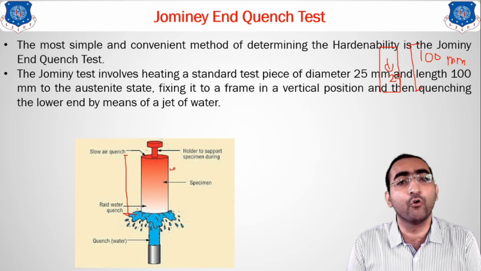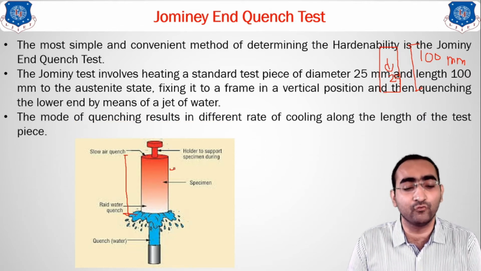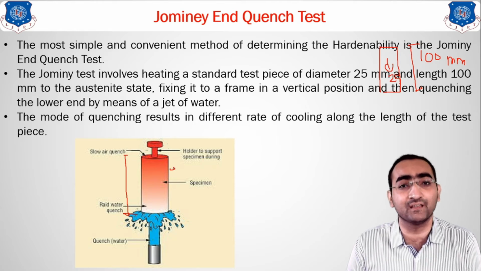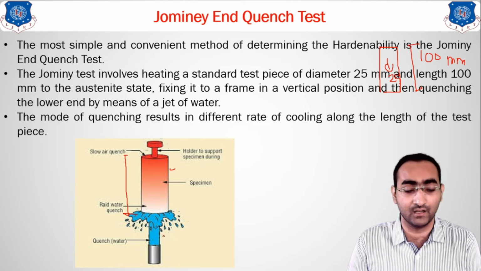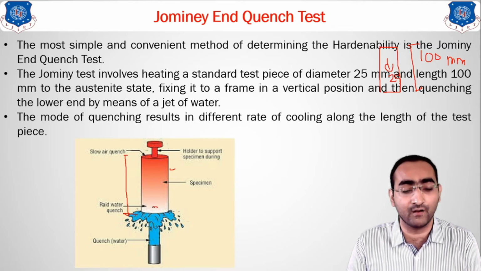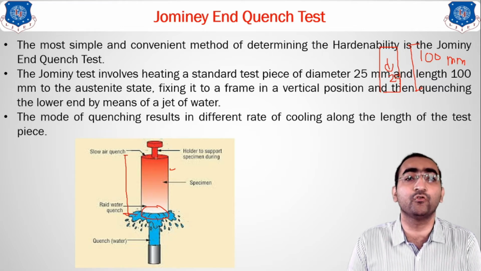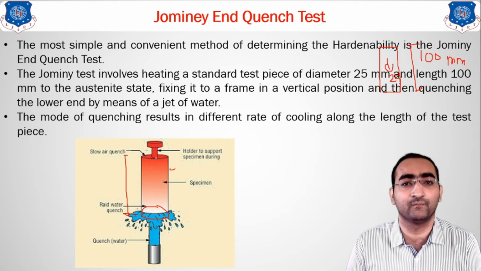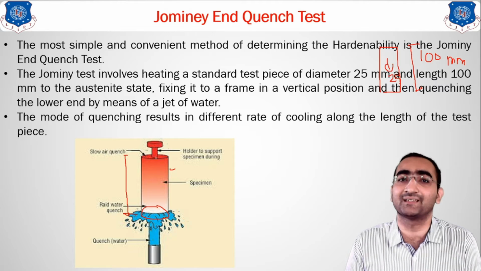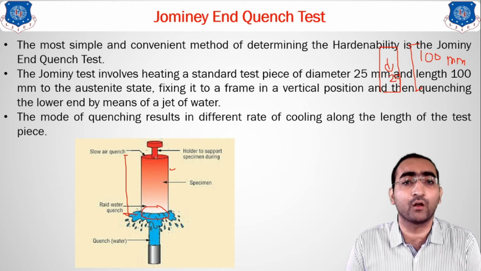Then hold the material for some time, and then we go for the cooling of the material. How is cooling done? Cooling on one end of the surface is done by water. You can see over here, there is a spray of water applied on the specimen from one end, and the other end of the specimen is allowed to cool slowly in the atmosphere.